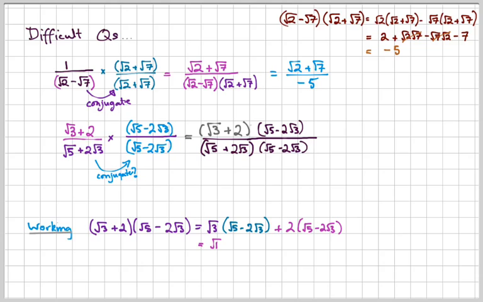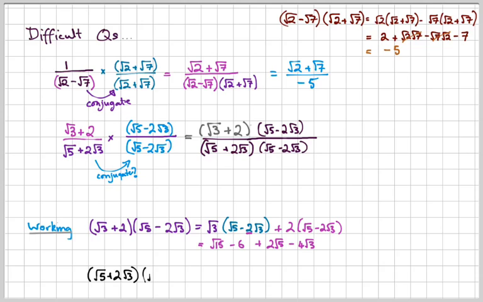You get root 3 times root 5 is root 15. Root 3 times negative 2 root 3, well, it becomes negative 2 times 3, which is negative 6. 2 times root 5 is 2 root 5. 2 times negative 2 root 3 is negative 4 root 3. Okay, I can't simplify that any further. There are no like surds.